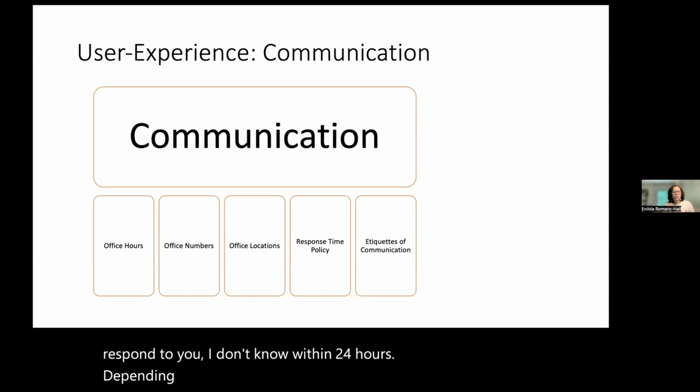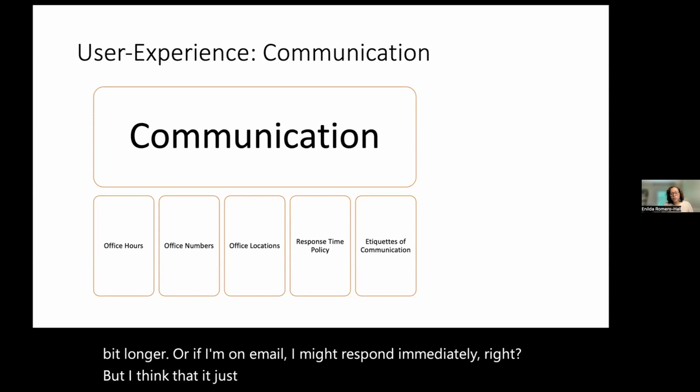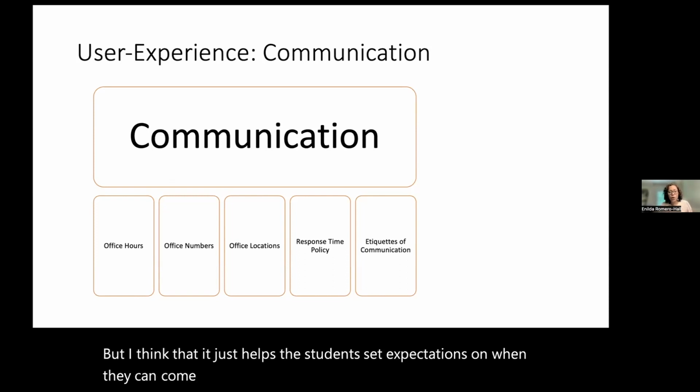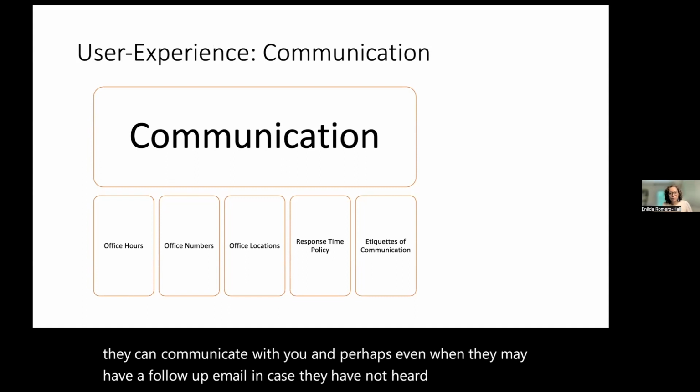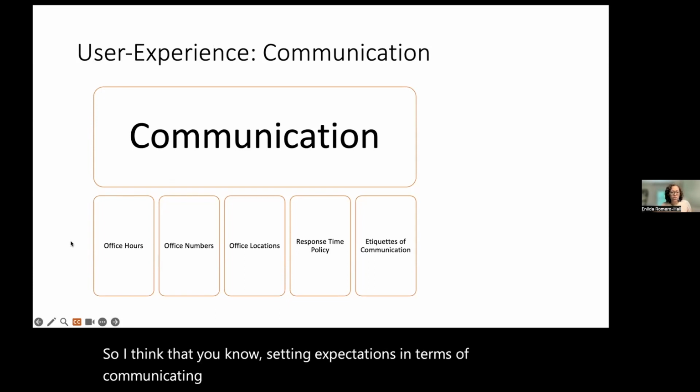Depending on the week during the semester, it may take me a little bit longer, or if I'm on email, I might respond immediately, right? But I think that it just helps the students set expectations on when they can communicate with you, and perhaps even when they may have a follow-up email in case they have not heard from you, right? So I think that setting expectations in terms of communication is extremely helpful.